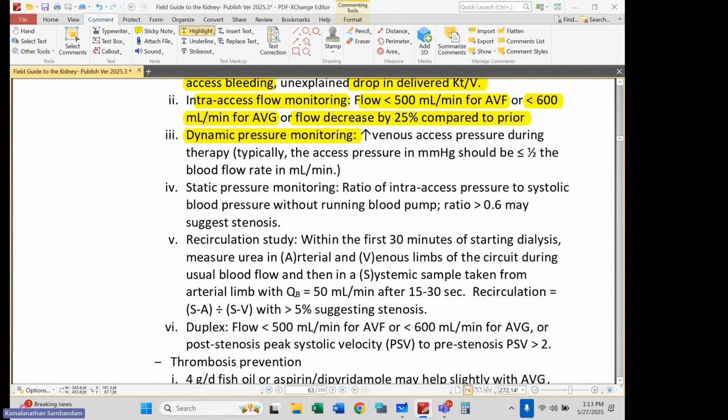Okay. Dynamic pressure monitoring is also often just routinely used. This is really when it reports the access pressure in your dialysis flow sheets. Typically, they drop the blood flow rates down to 100 or 200 and then chart for you the access pressures. The rule of thumb is that your access pressure should be roughly half of your blood flow rate in a patient whose access is working well.